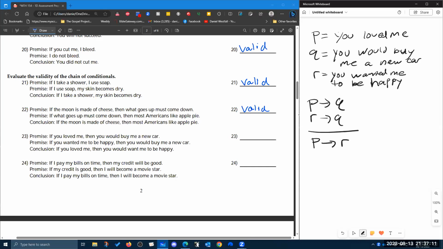No, because this is the wrong form. This is not P implies Q and then Q implies R. So this is invalid. So we would need the second statement to be if you buy me a new car, then you want me to be happy. Then we could draw this conclusion of if you loved me, you would want me to be happy.